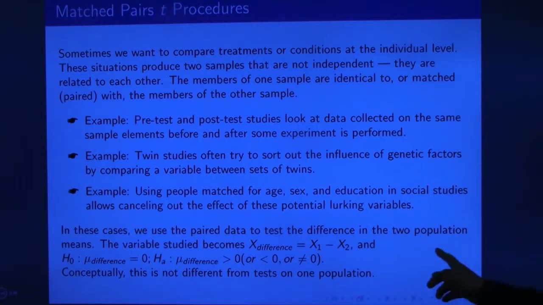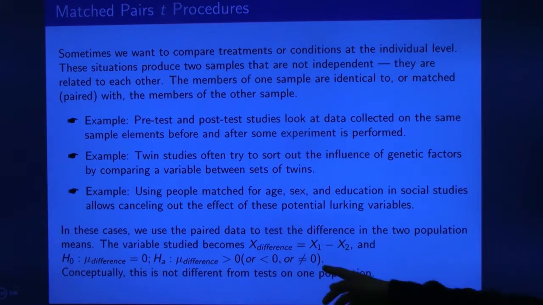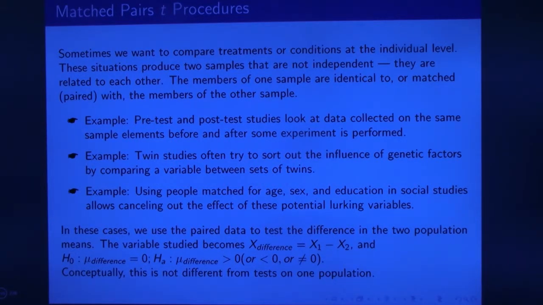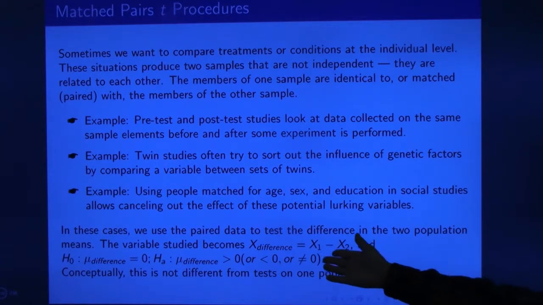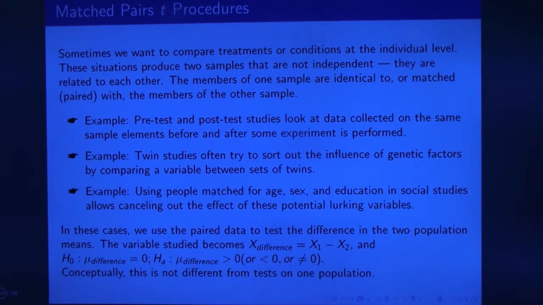We can see from here, although we have two populations, once we construct the new variable x difference, there's no difference from the test on one population. What we discussed before is on one population, one sample. Here, although we discussed the paired or matched two populations, two samples, once we construct this new variable, we can use the same procedure as the test on one population.